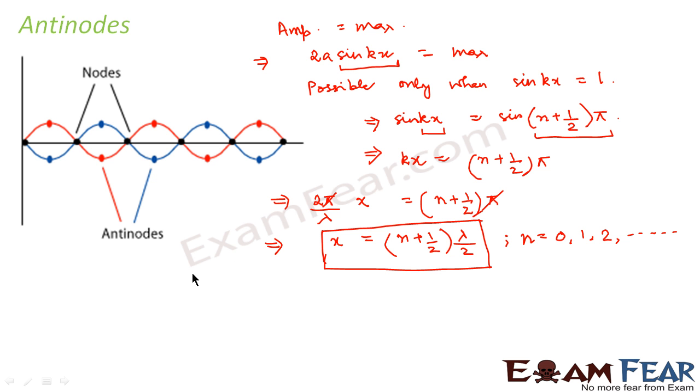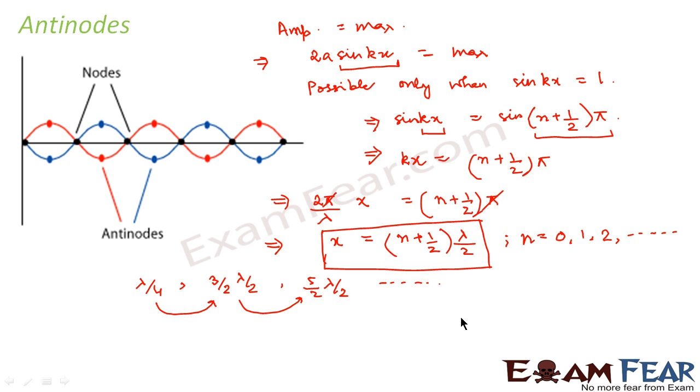So in this case, at what all positions are antinodes formed? When n is equal to 0, it is lambda by 4. When n is equal to 1, that is 3 by 2, lambda by 2. When n is equal to 2, it is 5 by 2, lambda by 2 and so on. So that means even here, if you look at the difference between them, it is lambda by 2. Again, the difference between these two is lambda by 2. So that means similar to nodes, even two consecutive antinodes are separated by a distance of lambda by 2.